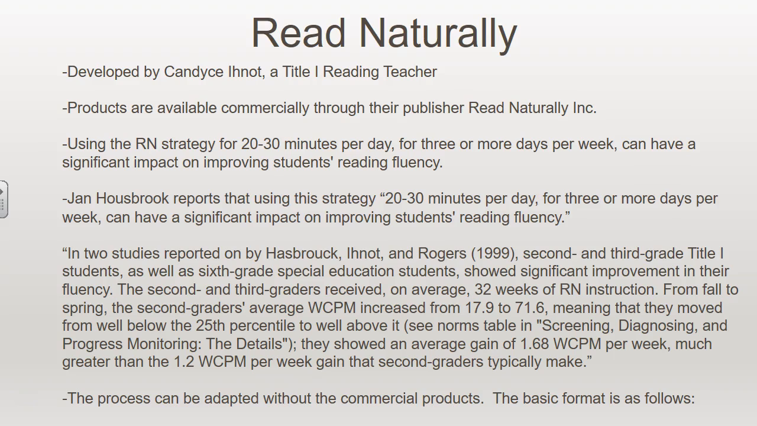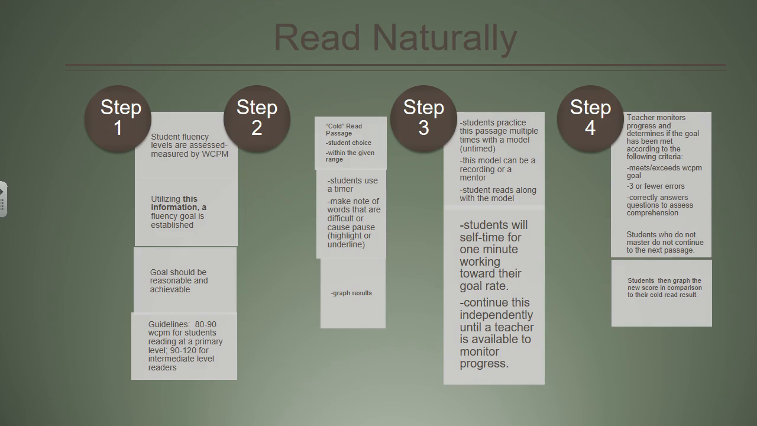The great thing I like about this program is that while it is a commercial product, it can be adapted without purchasing their products at all. And this is the basic format. And you'll have to forgive my graphics here. The first step is that students are assessed and we determine their baseline fluency. Using this number, you establish a goal. Make sure that your goal is reasonable and achievable. And there's some basic guidelines looking at 80 to 90 words per minute for students at primary and 90 to 120 for intermediate.